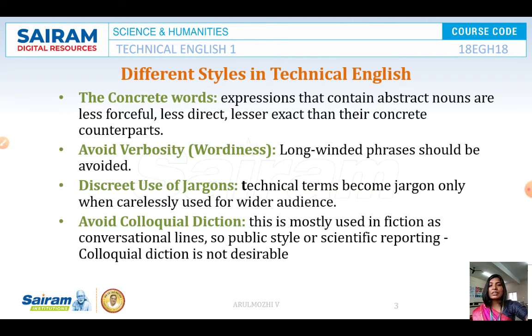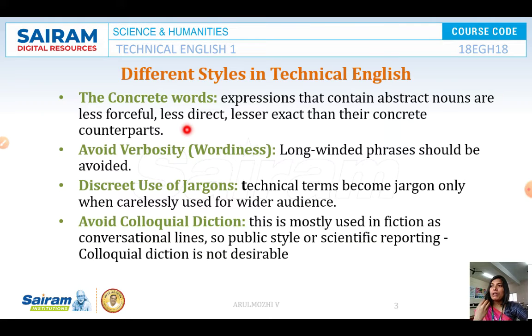The next one is concrete words. What are concrete words? Concrete words are the words that you can see, touch and feel. If you go for abstract words, expressions that contain abstract nouns are less forceful, less direct and less exact than their concrete counterparts. So you should not go for abstract nouns. What is an abstract noun? An abstract noun is a thing that you cannot see or touch, you can only feel it.